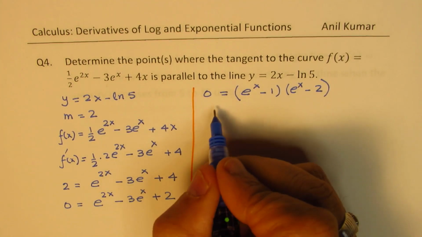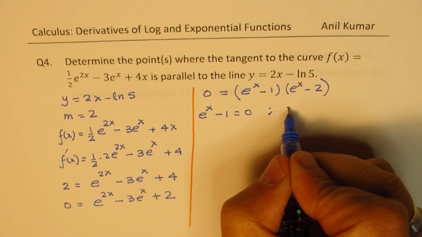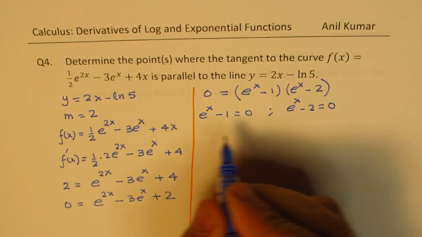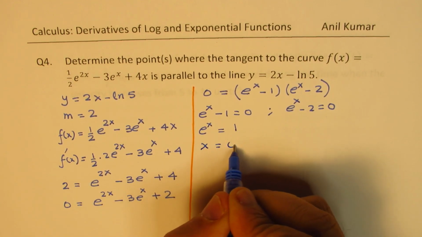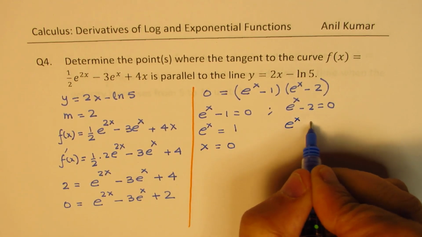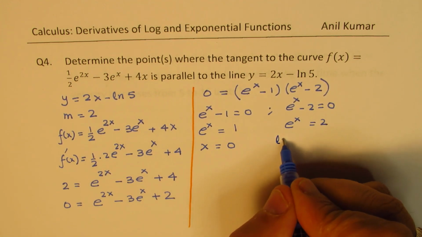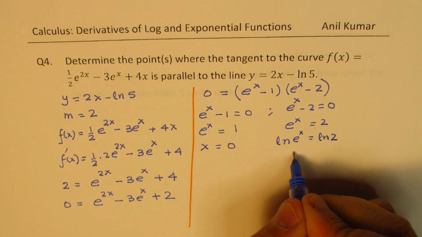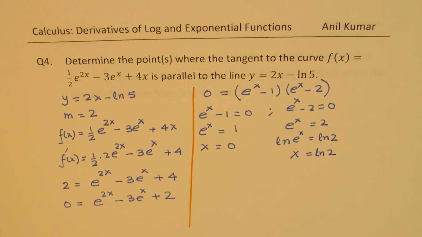To solve this equation, we get two equations. One is e to the power of x minus 1 equals 0. The other one is e to the power of x minus 2 equals 0, right? So the solution will be e to the power of x equals 1, and that gives you x equals 0. Now here e to the power of x is equal to 2. Now to get this solution, we'll take ln on both the sides, right? So we can say ln e to the power of x is ln 2, or we can say x is equal to ln 2. Clear? So we have these two values of x.